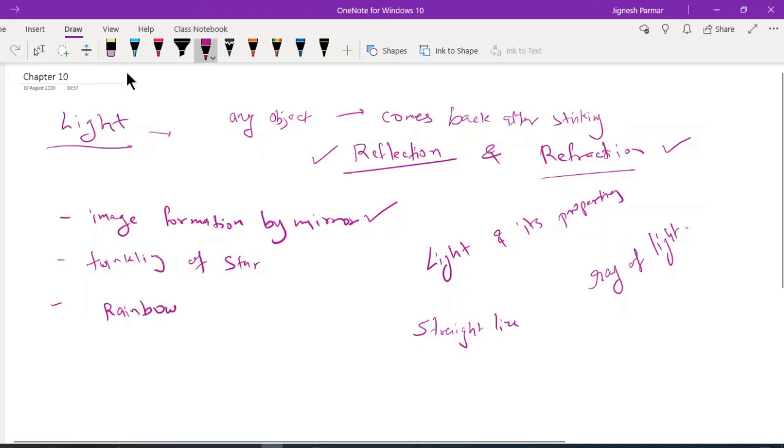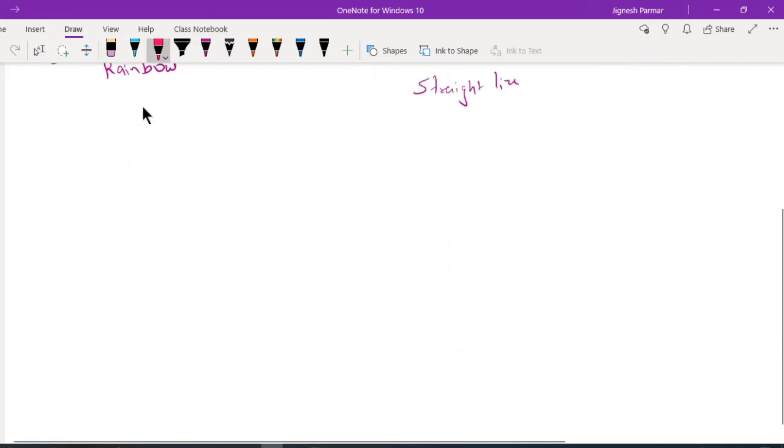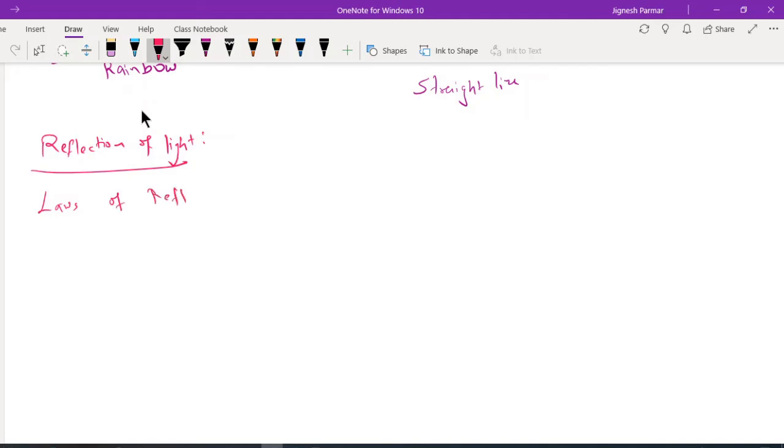So let's begin the chapter with the first topic. The topic is reflection of light. So guys, what is reflection of light? Already we know this. We will just recall it one more time. When a highly polished surface such as a mirror reflects most of the light falling on it, you are already familiar with the laws of reflection. We have certain laws of reflection, guys. So which are the laws of reflection? The first one says the angle of incidence. It means the incidence angle.